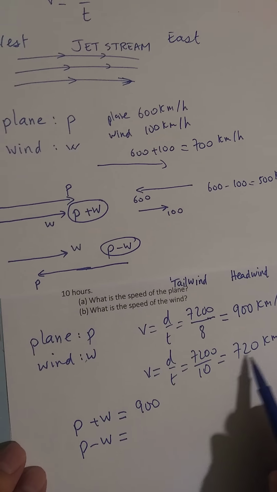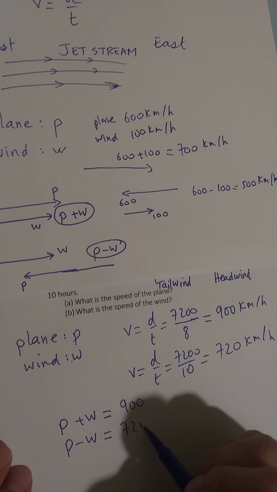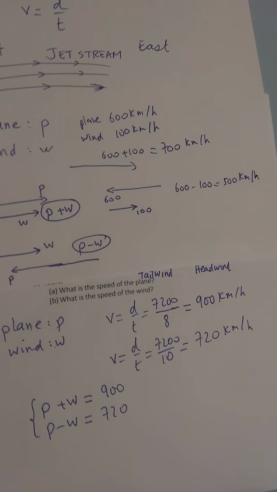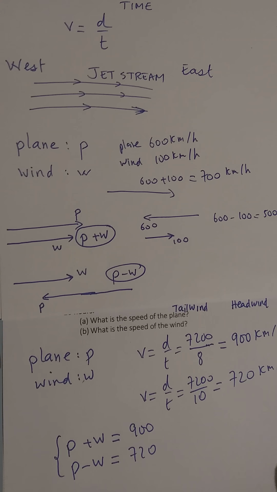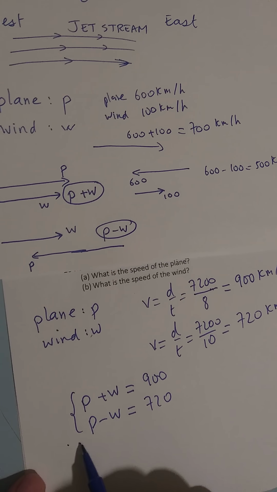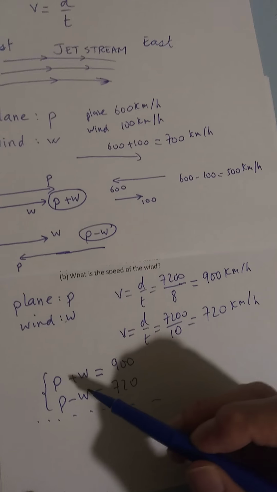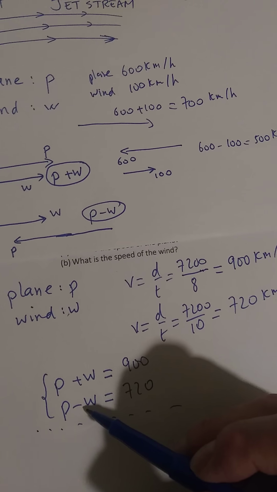Against the wind, the speed was 720. We got those. So now we have two equations in two unknowns. They're p and w, but they could have been x and y like we said earlier. This system can be solved by addition. We're going to add the two equations. Why? Because the plus w and minus w will cancel.